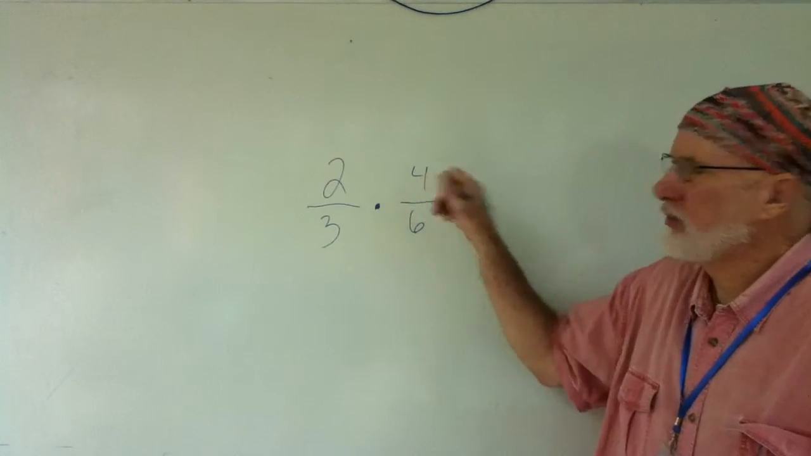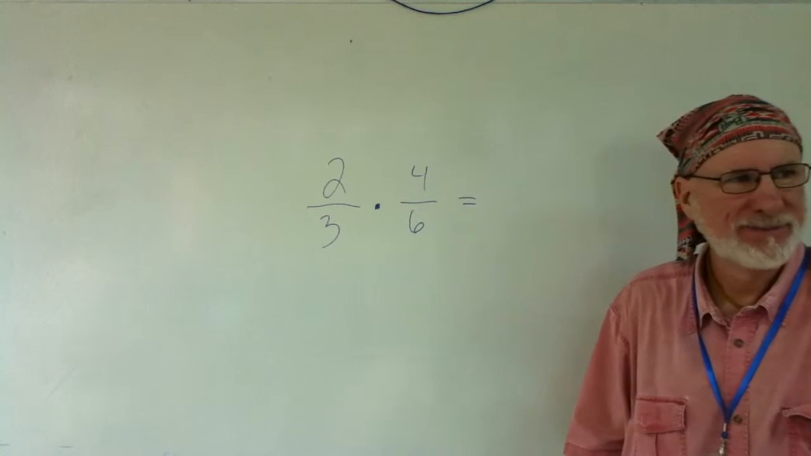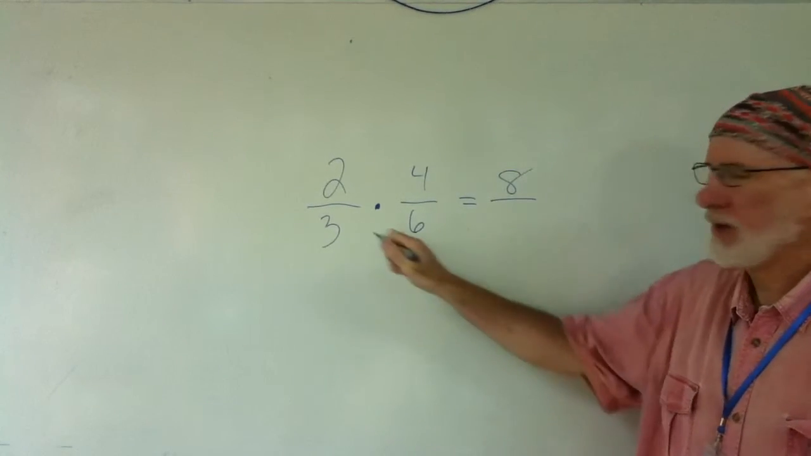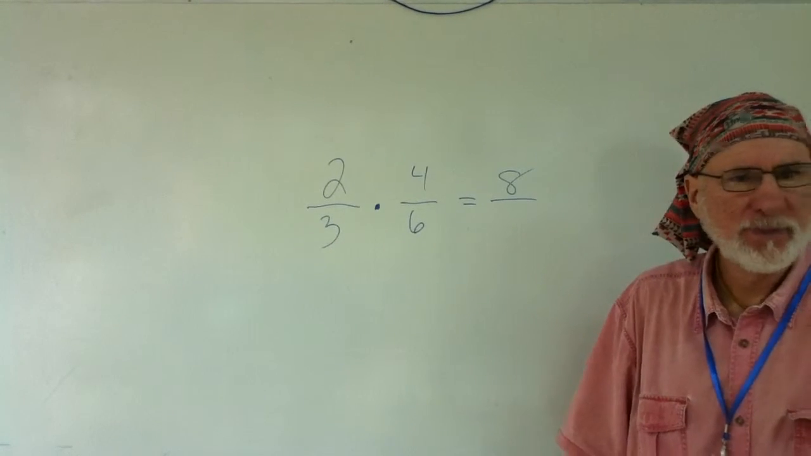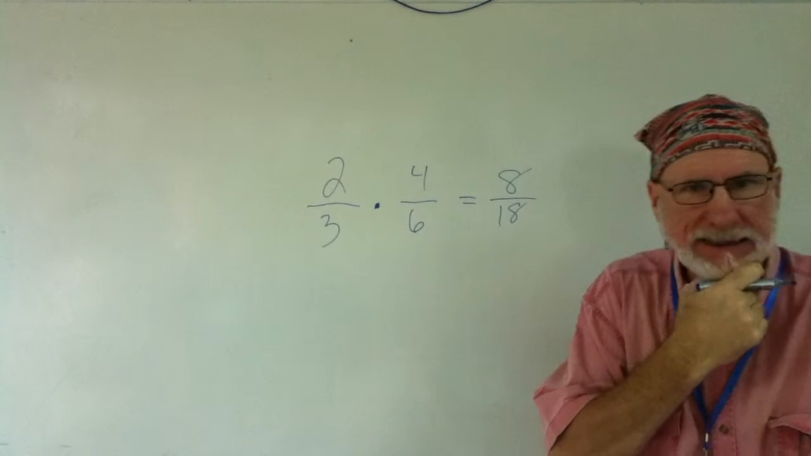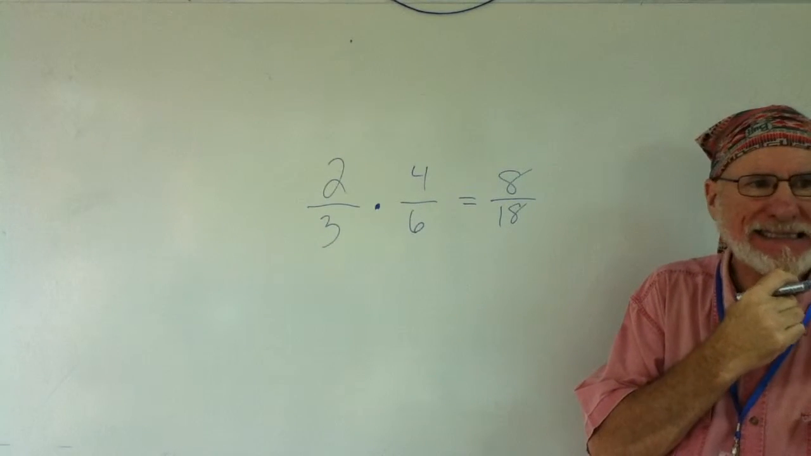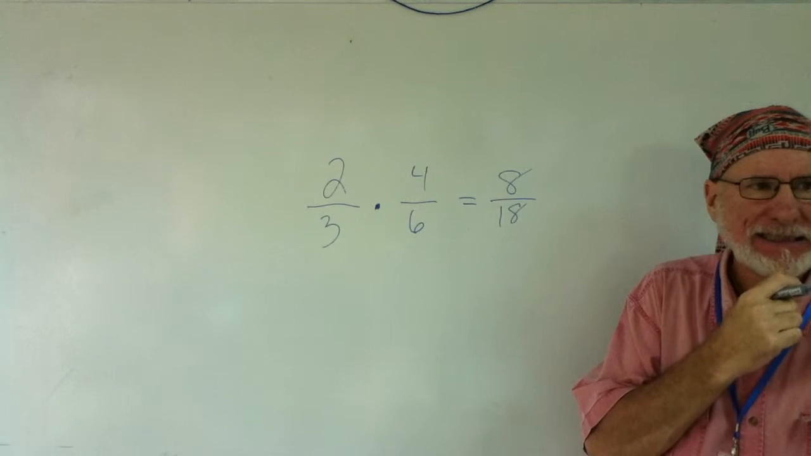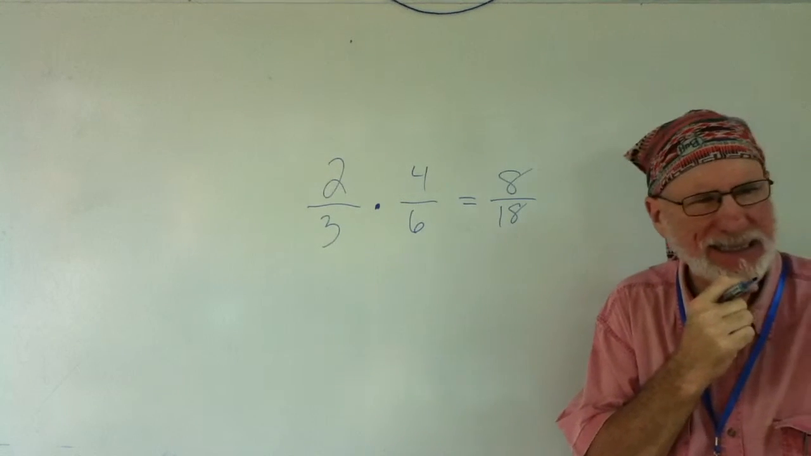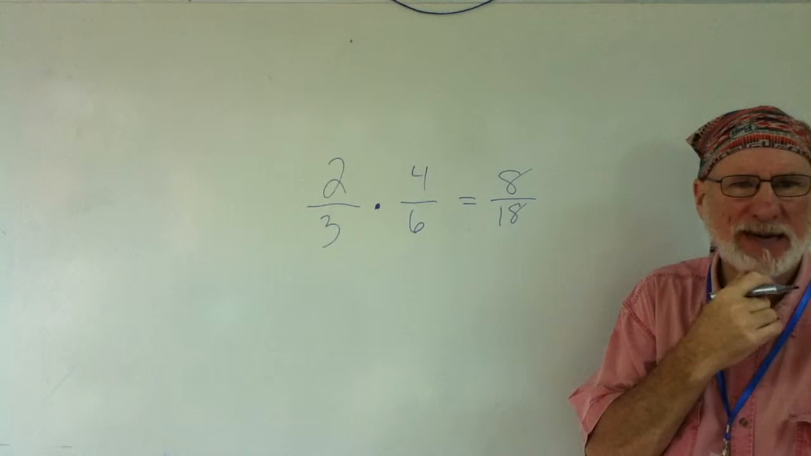So what's 2 times 4? 8. Okay, 3 times 6? 18. Good. Now, what is the greatest common factor of 8 and 18? Sorry, 8 and 18. What's the greatest common factor?